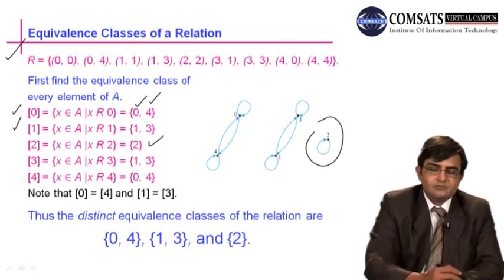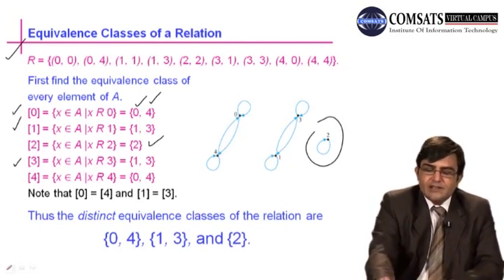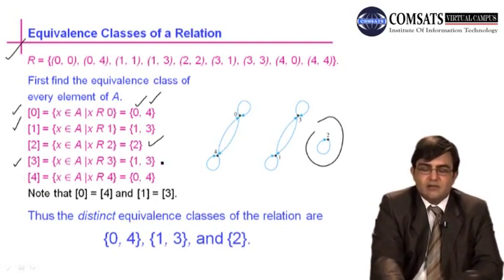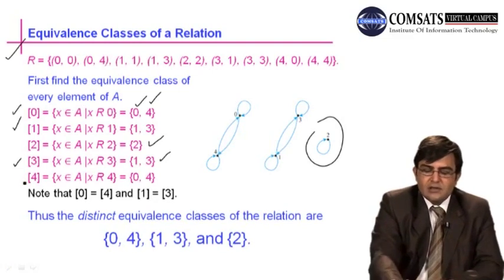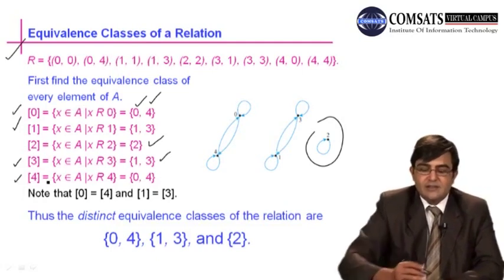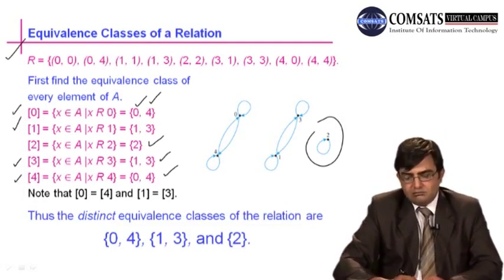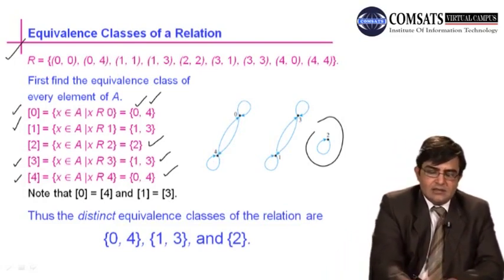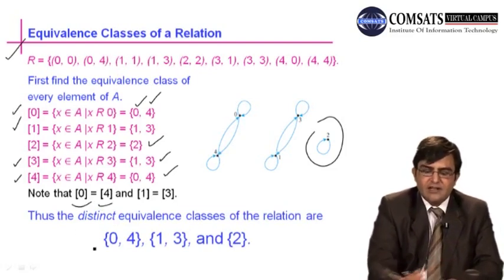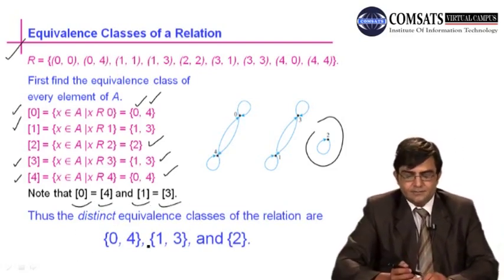Now for 3: 3 is related to 1, 1 is related to 3. So this equivalence class contains two elements, which are 1 and 3. Now for 4, we have 0 and 4 related, therefore this equivalence class contains 0 and 4. Now you can notice here that the equivalence class of 0 is equal to the equivalence class of 4. The equivalence class of 1 is equal to the equivalence class of 3.